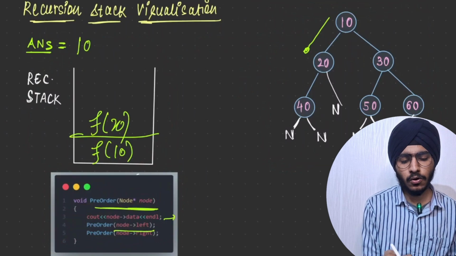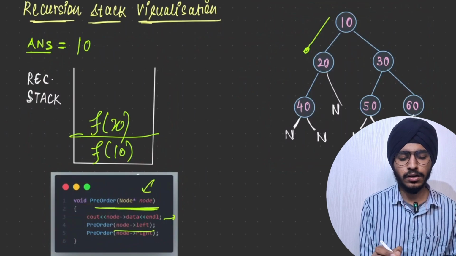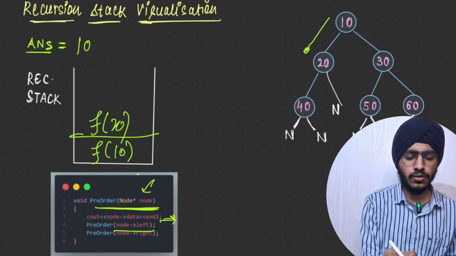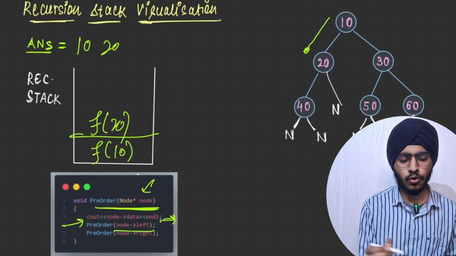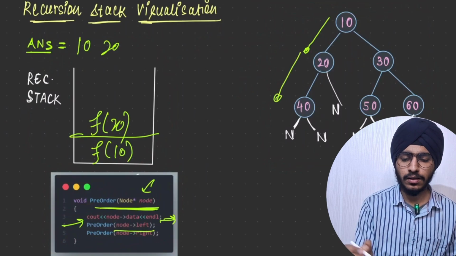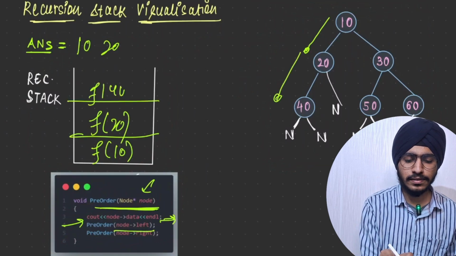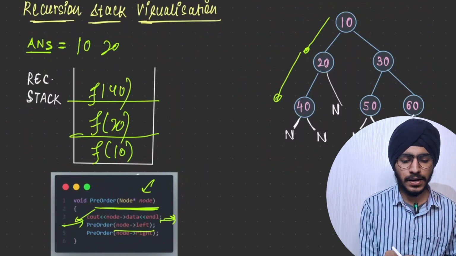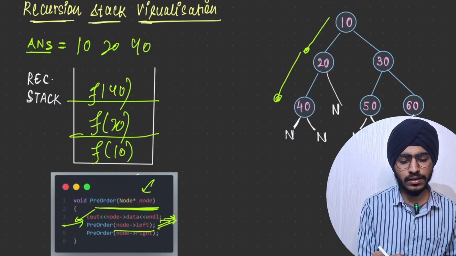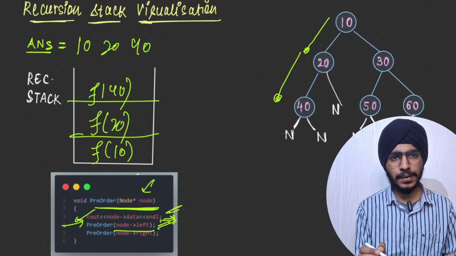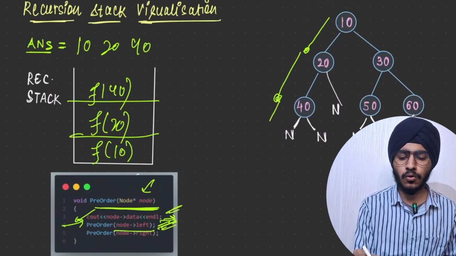So we will again say PreOrder has been called. Now the node's data is 20. So we'll print it. Now after printing, 20 will again say go to my left. So we'll call the left. We will push the function of 40 in the stack. Now 40 will say print me. We will print it. Then 40 will say okay, I have been printed. Let's go to the left. So we'll go to the left.